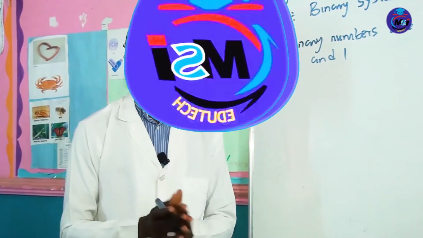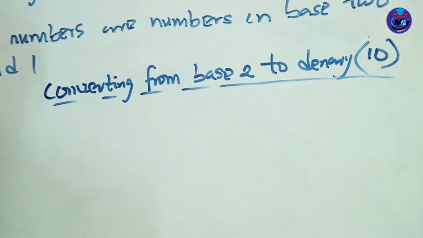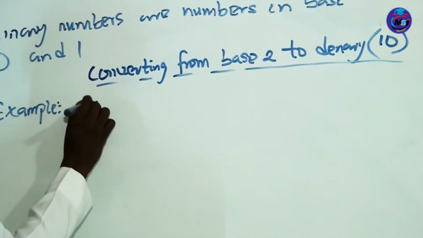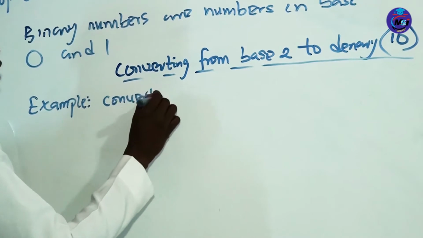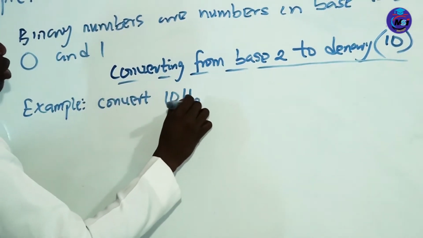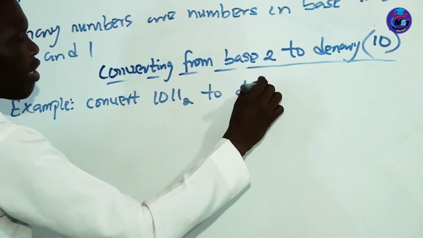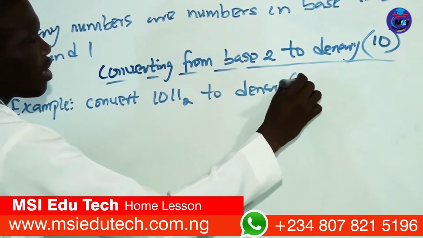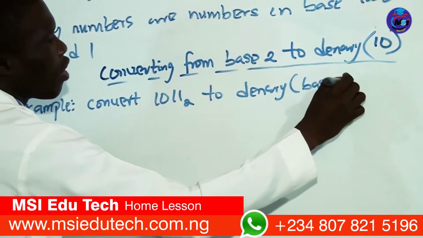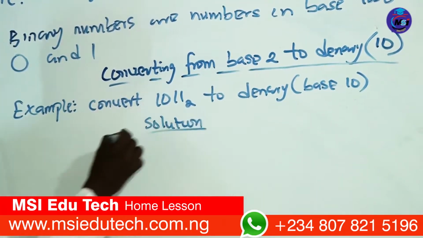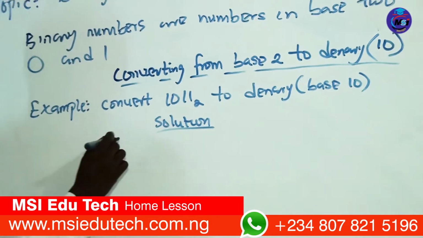Let's see this example. Convert 1011 base 2 to denary, that is base 10. Now let's look at this question together.